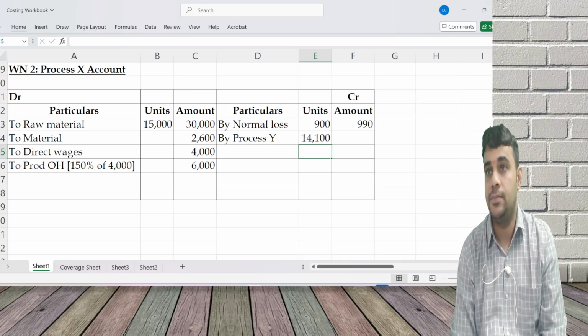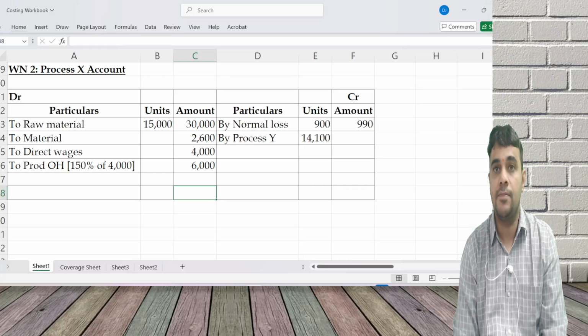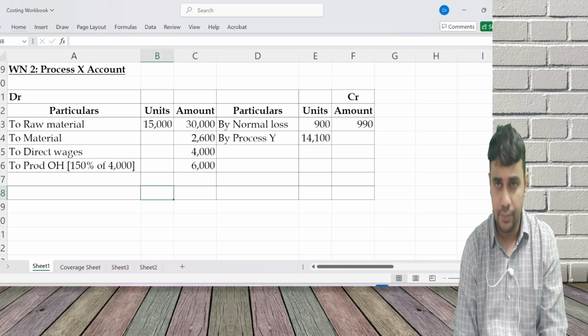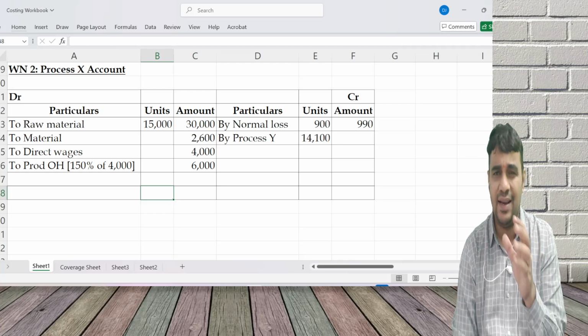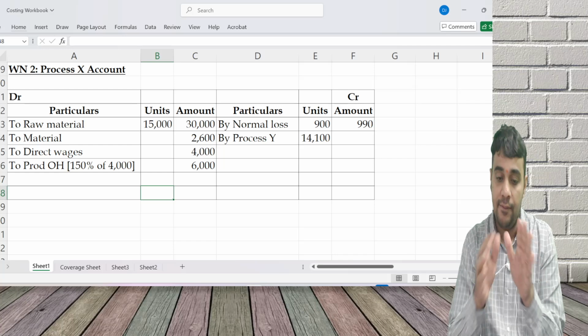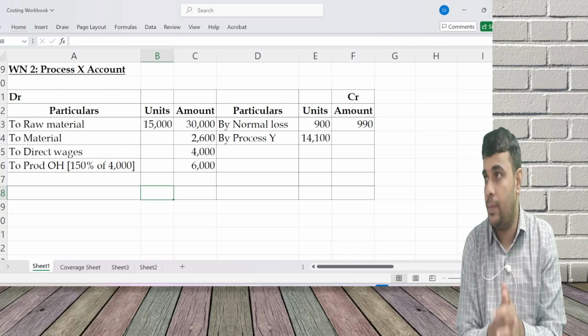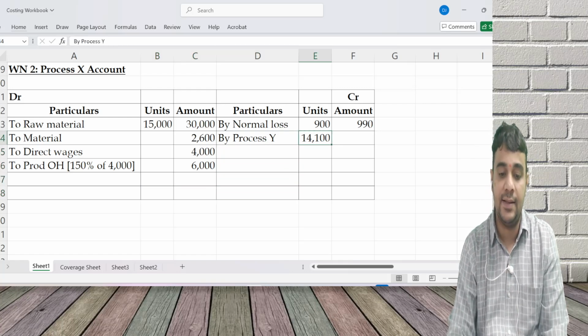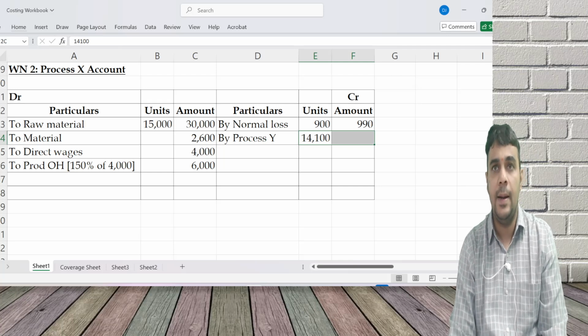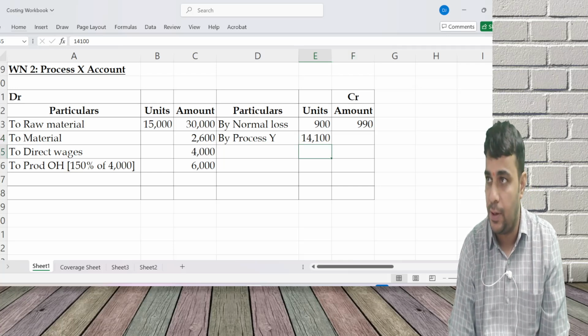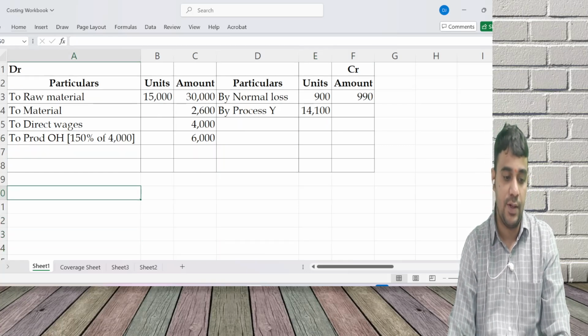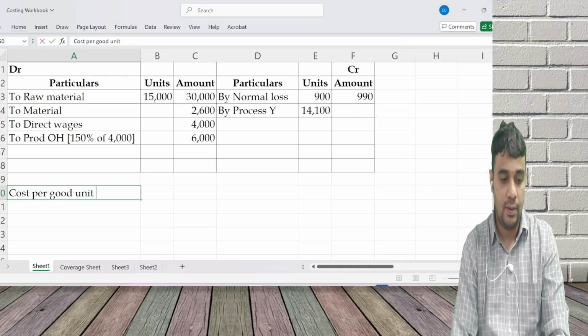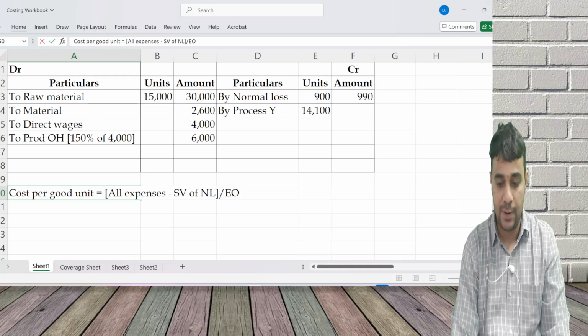Any doubts on this? Clear? Now I'll do cost per good unit. Technically, it will not serve any purpose in this question. Whenever there is no abnormal loss or abnormal gain, cost per good unit technically doesn't serve any major purpose, because I can directly take this as the balancing figure and go ahead. But still, as a procedure, we will keep doing cost per good unit. So below this, cost per good unit is equal to all expenses minus sale value of normal loss, divided by expected output.